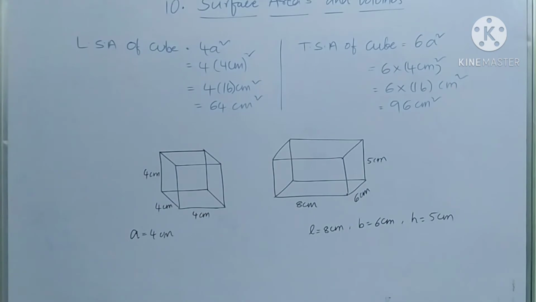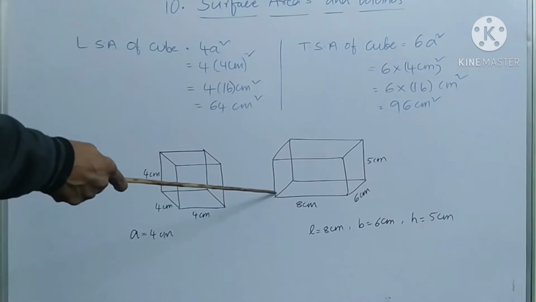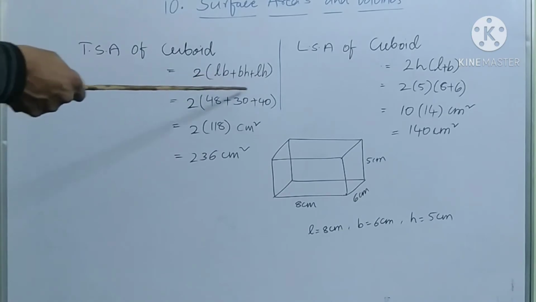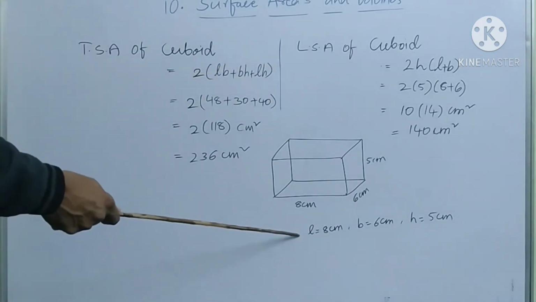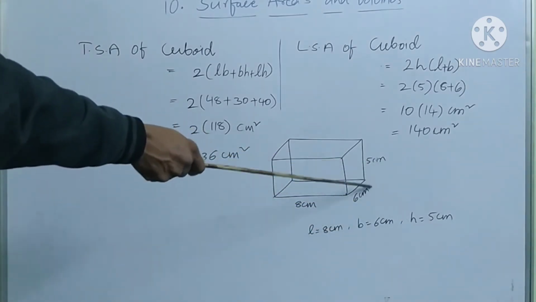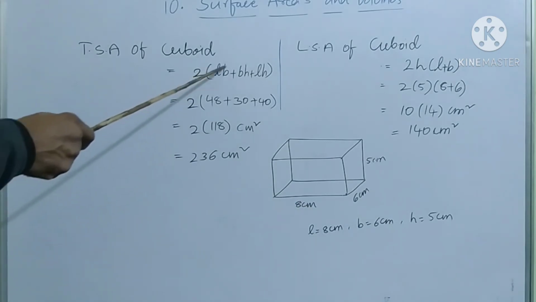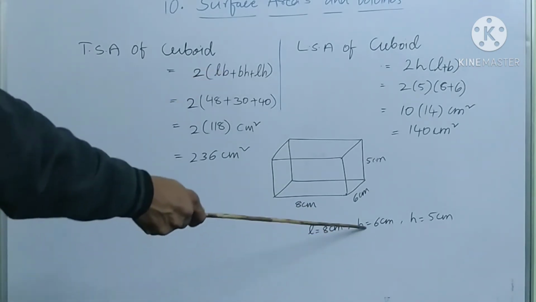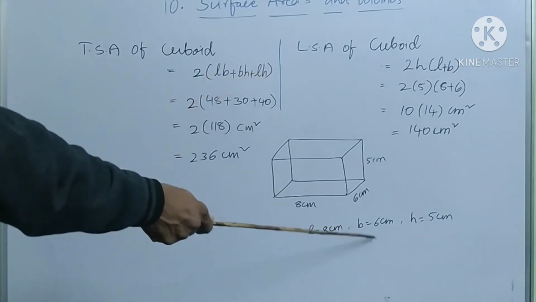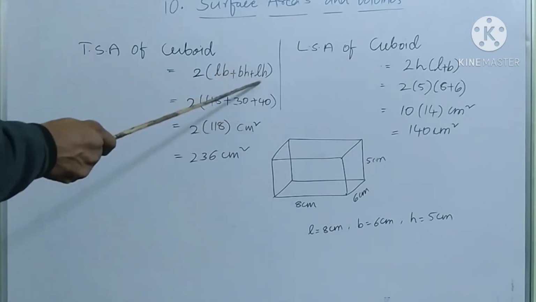Next one, cuboid. We have to find the total surface area and lateral surface area of the cuboid. So next one, total surface area of cuboid. Here the formula is 2 into (LB plus BH plus LH). Here L means length 8 centimeters, B means breadth 6 centimeters, H means height 5 centimeters. Here 2 into LB, L into B, 8 into 6, 48, plus BH, 6 into 5, 30, plus LH.